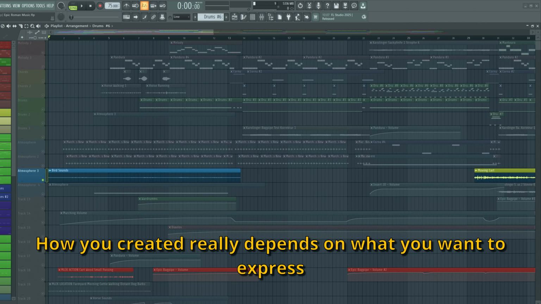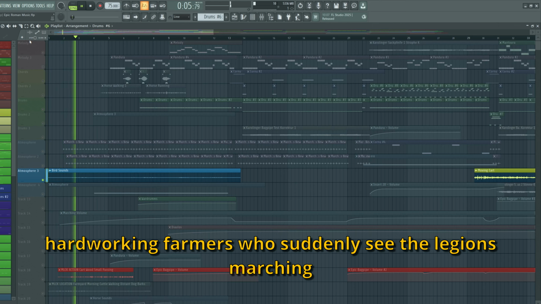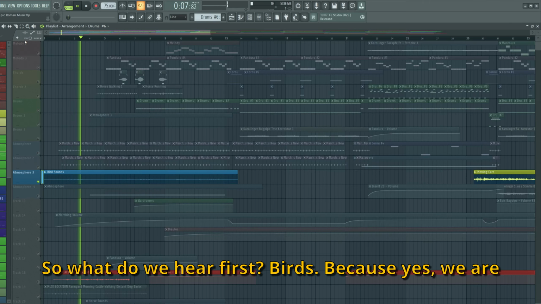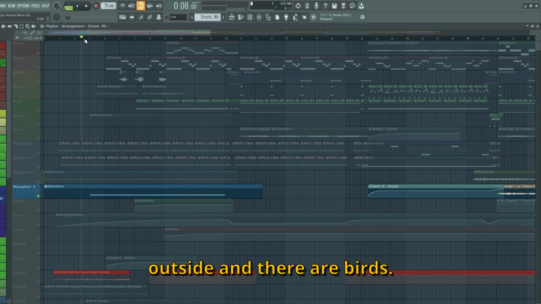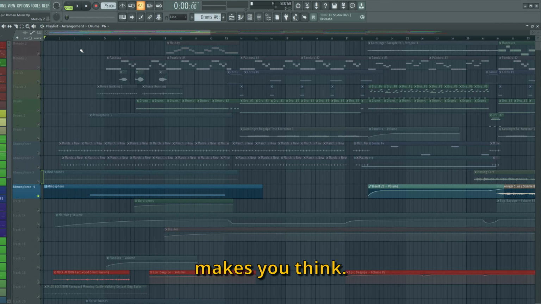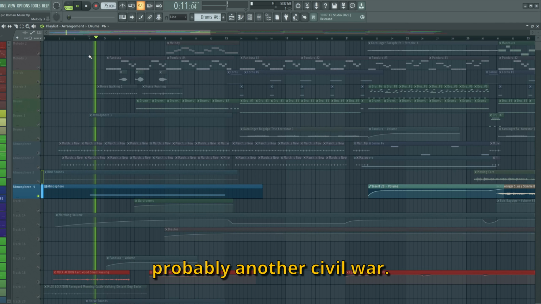How you create it really depends on what you want to express with your music. In my case, I imagined a Roman army from the perspective of the citizens. Hard-working farmers who suddenly see the legions marching past their fields. So what do we hear first? Birds. Because, yes, we're outside and there are birds. Then a dark atmospheric drone, the kind of sound that makes you think, oh no, something bad is about to happen, probably another civil war.